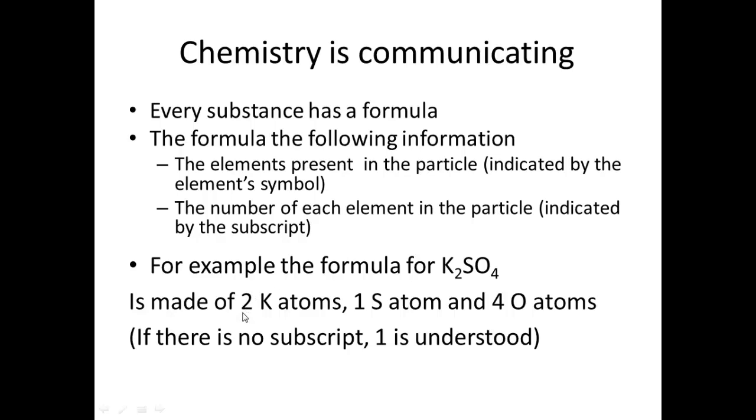It also tells us the number of each atom that makes up a particle. The first element is K and then that 2. That 2 means there are 2 atoms of potassium for every 1 particle of potassium sulfate. There's 1 atom of S. But notice something weird, that there's no 1 after that. It's an invisible 1. If there's no number as a subscript after, that means it's 1.